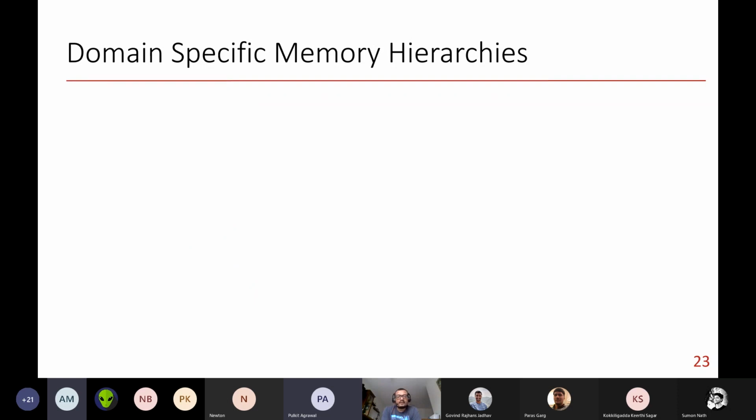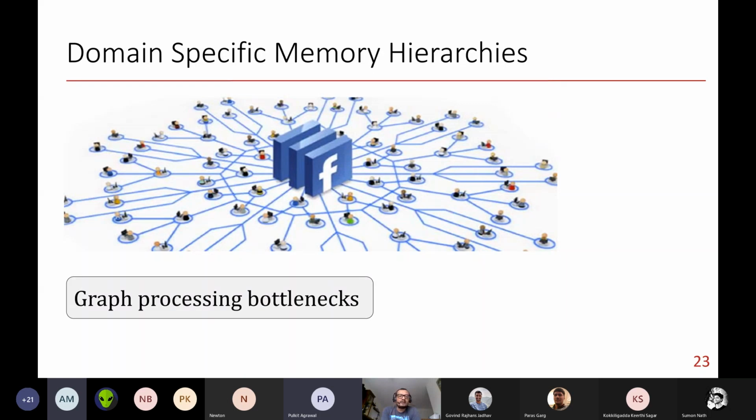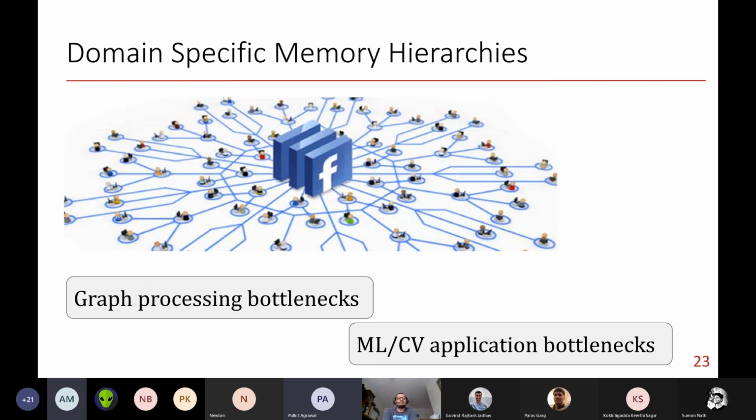There are specific memory hierarchies designed for specific applications, for example graph, machine learning, and computer vision application domains, which are becoming mainstream. The way we have designed our caches or cache hierarchy may not suit these applications. Their access patterns, behaviors, and algorithms are different. So there is huge interest from both industry and academia to come up with a fine-tuned cache hierarchy specific to a particular application domain.